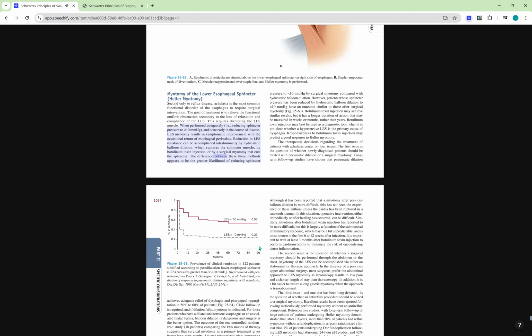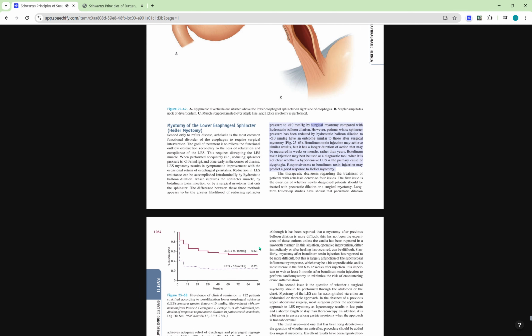The difference between these three methods appears to be the greater likelihood of reducing sphincter pressure to less than 10 mmHg by surgical myotomy compared with hydrostatic balloon dilation. However, patients whose sphincter pressure has been reduced by hydrostatic balloon dilation to less than 10 mmHg have an outcome similar to those after surgical myotomy.